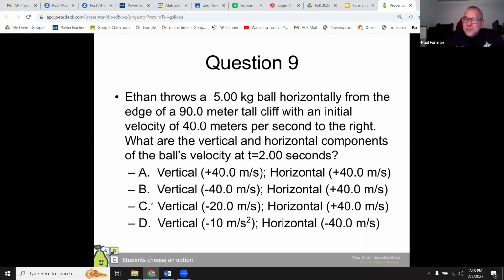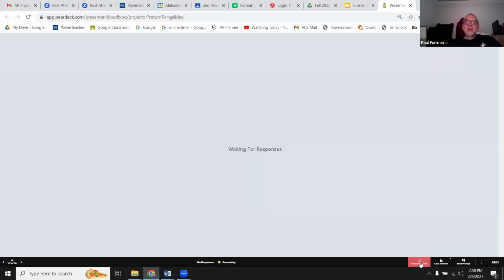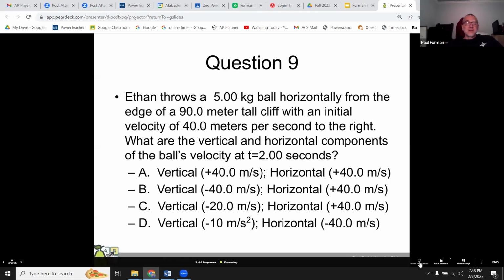Question 9, I'll let you answer this one. It's more of a conceptual question. You do have to do a little bit of mental math, but you don't really have to use a calculator for anything. It's the same scenario just described. It says, what are the vertical and horizontal components of the ball's velocity after 2 seconds? And I'll give you a second to enter your answers.